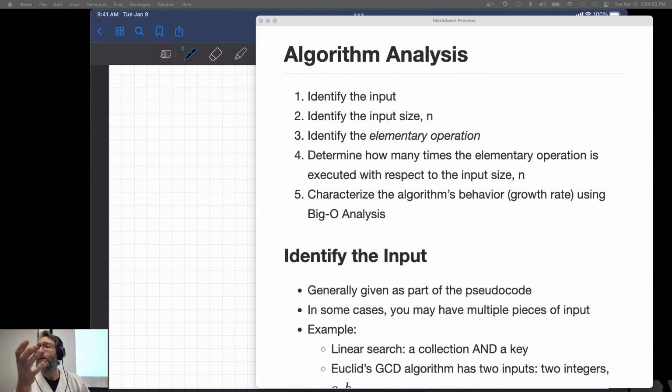And then 4, you determine how many times the elementary operation is executed with respect to the input size n. The 5th step here is the one that we're going to generally wait until we've covered asymptotics, but I will give a brief introduction to it for each one of these examples.